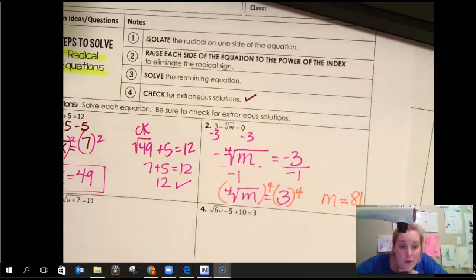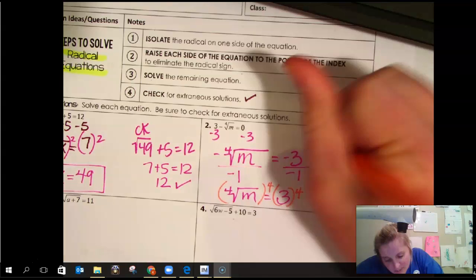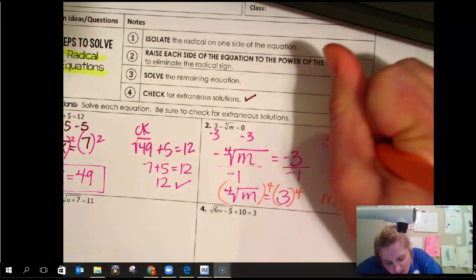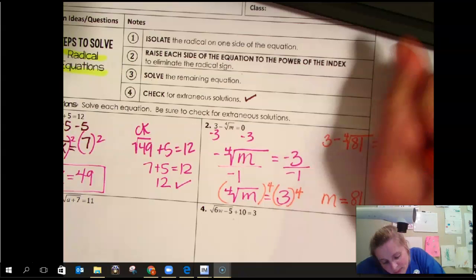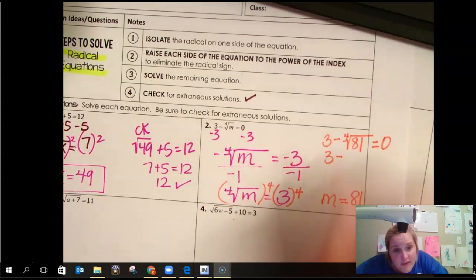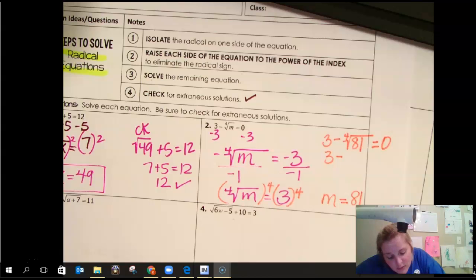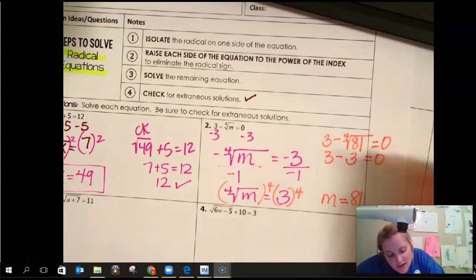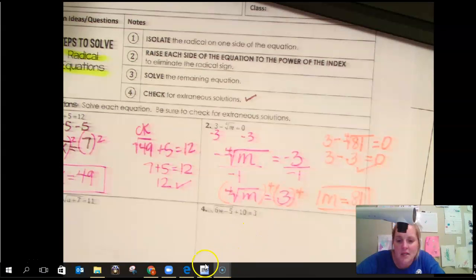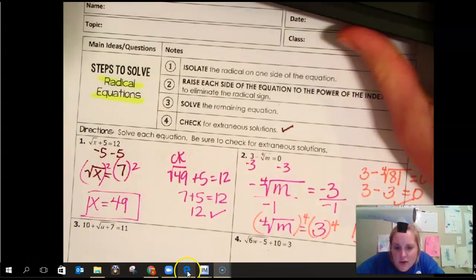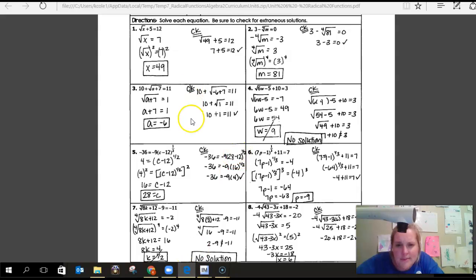Now, before I box that and say that's my answer, I'm going to check it. 3 minus the 4th root of 81 equals 0. 3 minus the 4th root of 81 is 3. So 3 minus 3 does equal 0, so it checks. Okay, I'm going to pop over and show you the key. I'm going to do that several times throughout this.